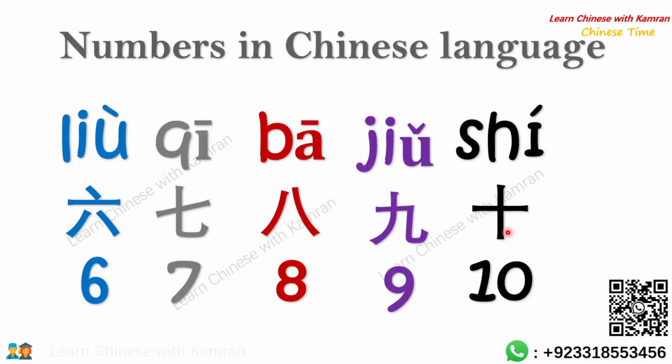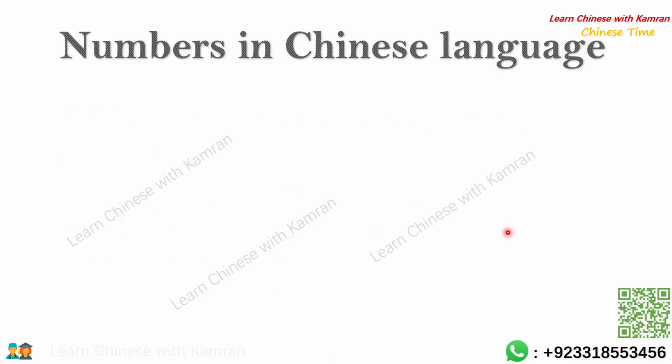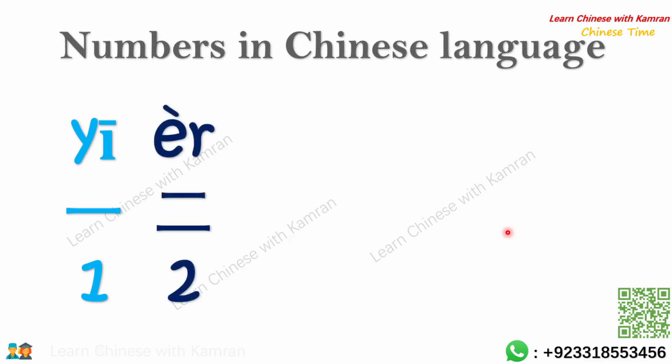So let's increase our difficulty level and practice more. Let's start from 1 again. What is 1? Yi. Okay. Second, 2. What is 2? Do you remember? Try to remember. Er. Yes, this is fourth tone.